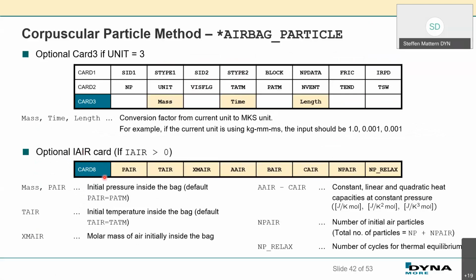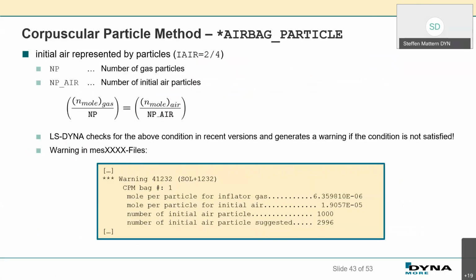Here we make a short skip to card number 8, because we already mentioned the initial air flag, and this initial air flag set activates card number 8. Here the properties of the gas located in the airbag before deployment are defined. It's usually air, but it can be anything. Initial air can be represented using the uniform pressure approach, but it can also be represented using particles. In the latter case, the number of particles used for initial air must be specified.